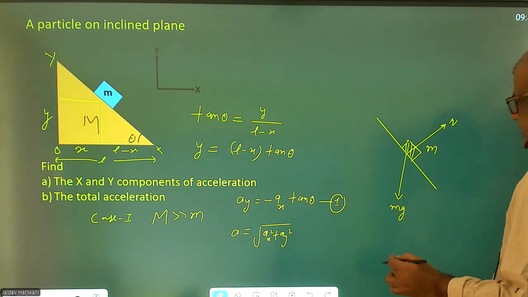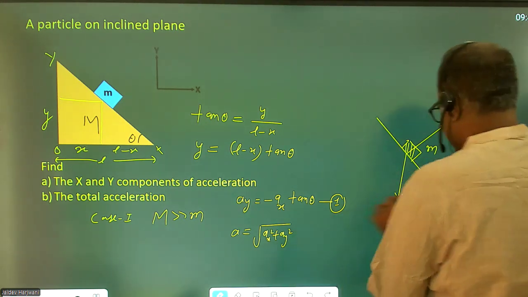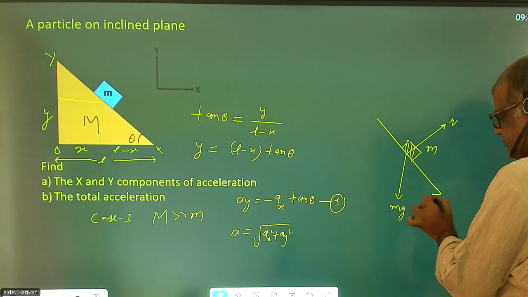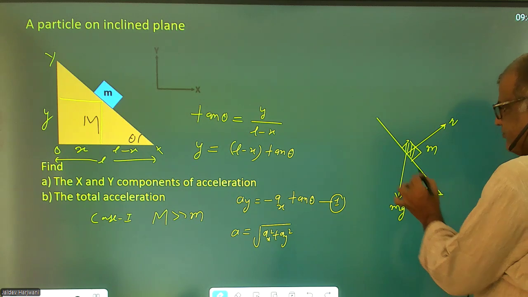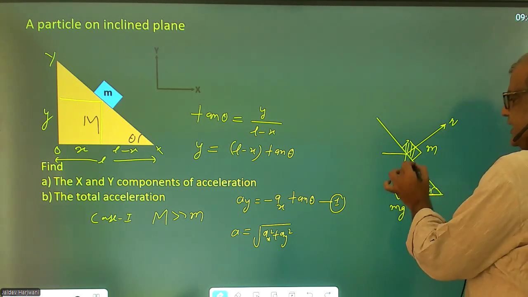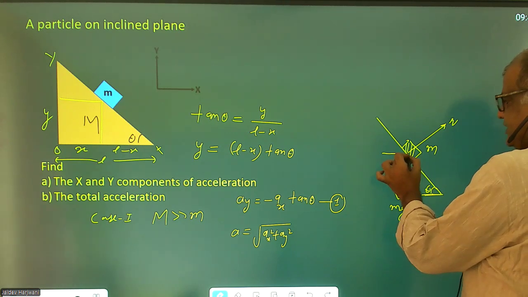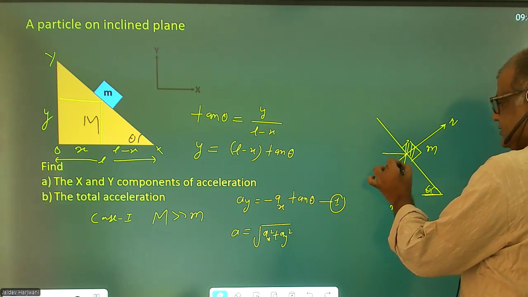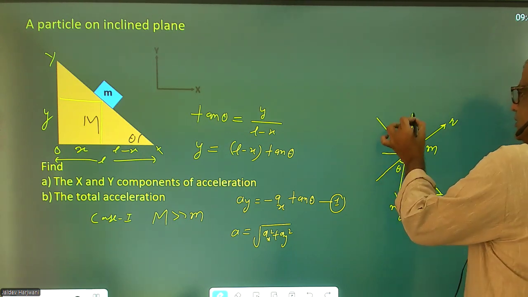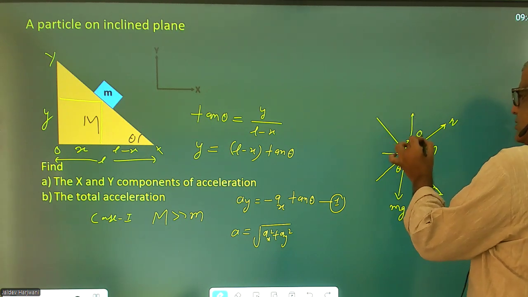Now this angle is given as theta. This angle is theta, so obviously this angle will also be theta. So this is 90 minus theta. If I draw like this, this angle will also be theta, so this angle is also theta.